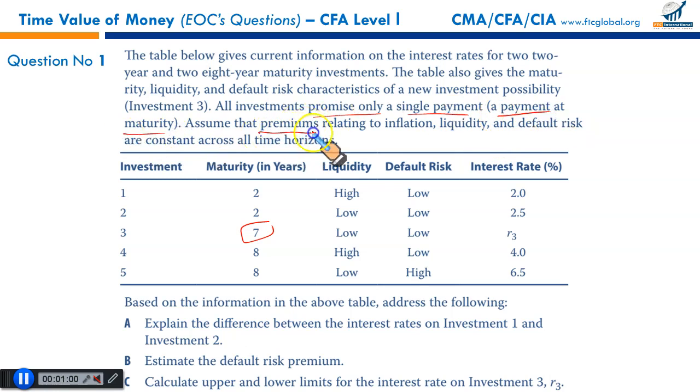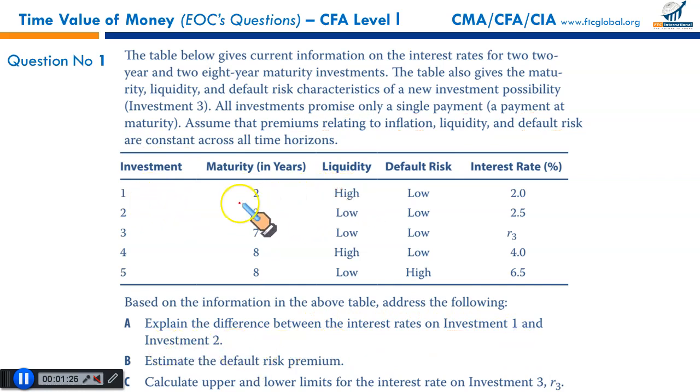Assume that premiums relating to inflation, liquidity, and default risk are constant across all the time horizons from 2 to 8 years. Based on the information in the table given, address the following areas. Number 1, A. Explain the difference between the interest rates on investment 1 and investment 2.